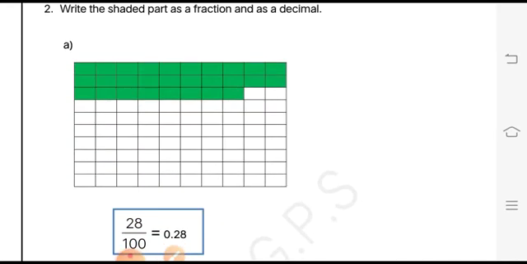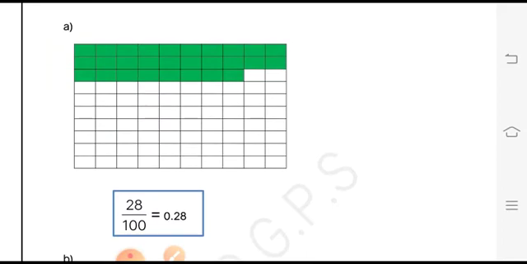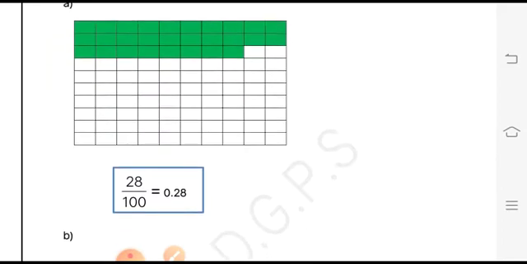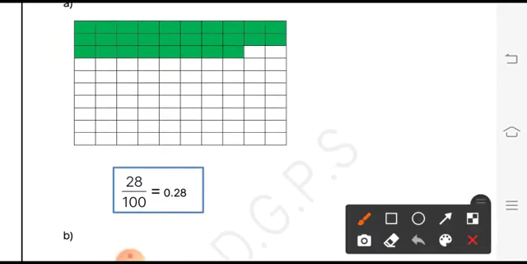Next we have question number 2. Write the shaded part as a fraction and as a decimal. This coloring has already been done in your book and you need to write its fraction as well as decimal. If we count the number of colored parts here, these are 28. The first part is done in the book for the students and we need to do the other parts. Let me discuss the first one. 28 are colored among 100. So we write here 28 by 100.